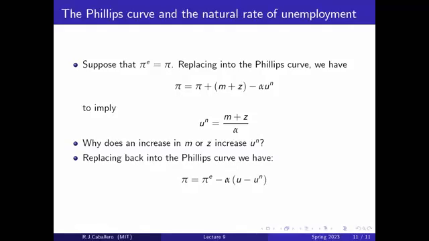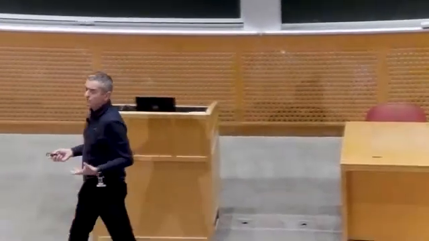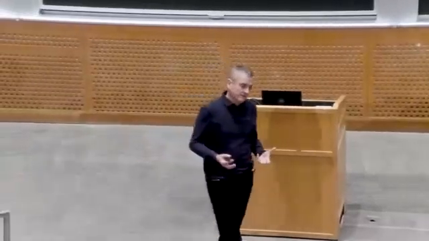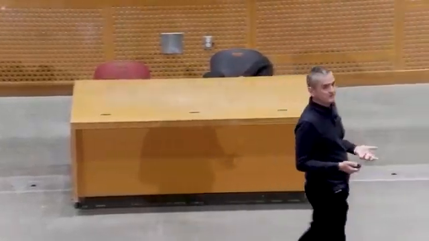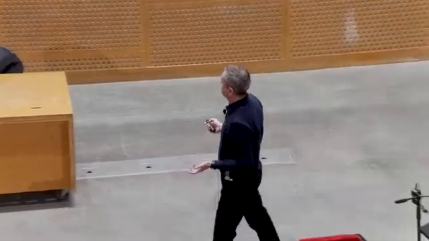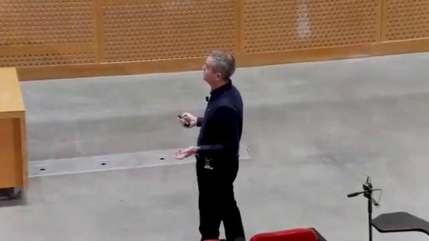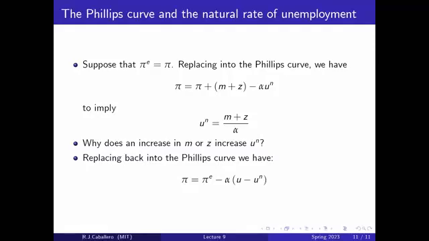Inflation is equal to expected inflation minus alpha times the gap between the unemployment rate and the natural rate of unemployment. Okay? So when Chairman Powell is worried about labor market being very tight, what he's saying is, well, unemployment is likely to be below the natural rate of unemployment. Because if unemployment is below the natural rate of unemployment, that's putting upward pressure on inflation. Okay?